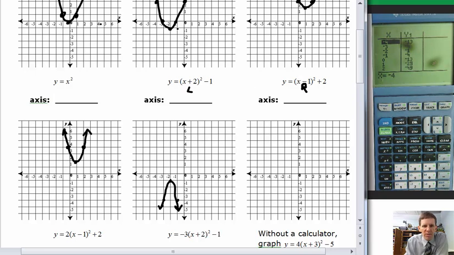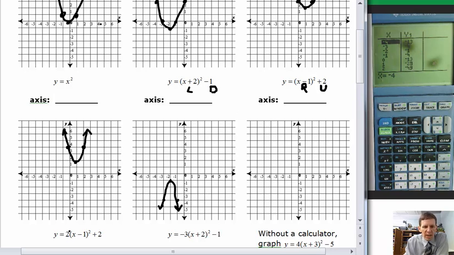The minus on the outside tells you how far up or down your graph has been moved. This vertex is down 1 unit from 0, so that's why you see this minus 1. If you have a minus on the outside, it's going to be down. If you see a plus on the outside, your graph is going to be moved up from 0, 0.